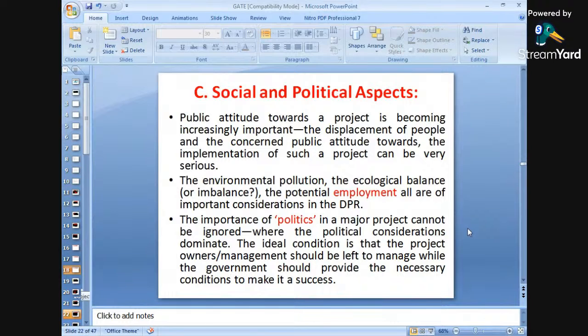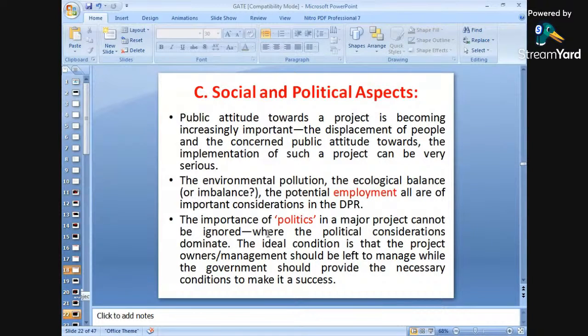Okay? This will increase the employment rate. When large scale projects are constructed, there will be more opportunities in various sectors. So this employment part will be increased, and the employment rate will be increased. This will also be considered in the DPR.